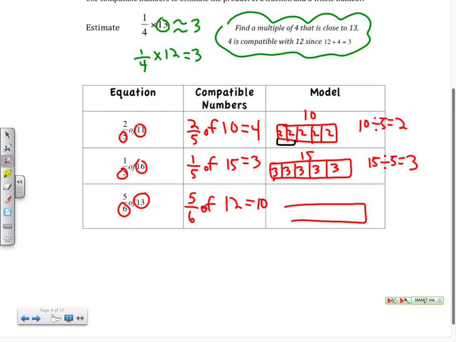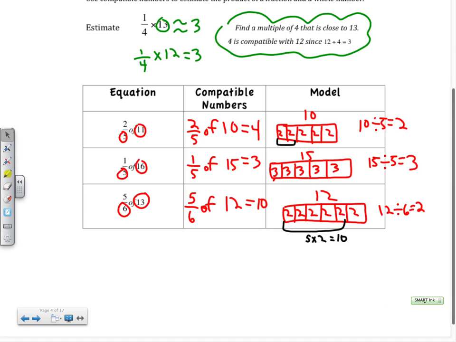My model would look like this. I have this bar representing 12. I want to split it into 6 equal pieces. That shows me that this is 12 divided by 6, which is 2. So each section of this bar, when split into 6 equal sections, is 2. I need 5 of those. So if I look at these 5 here, I put those together. 5 times 2 here gives me my 10. So that's how I got 10.